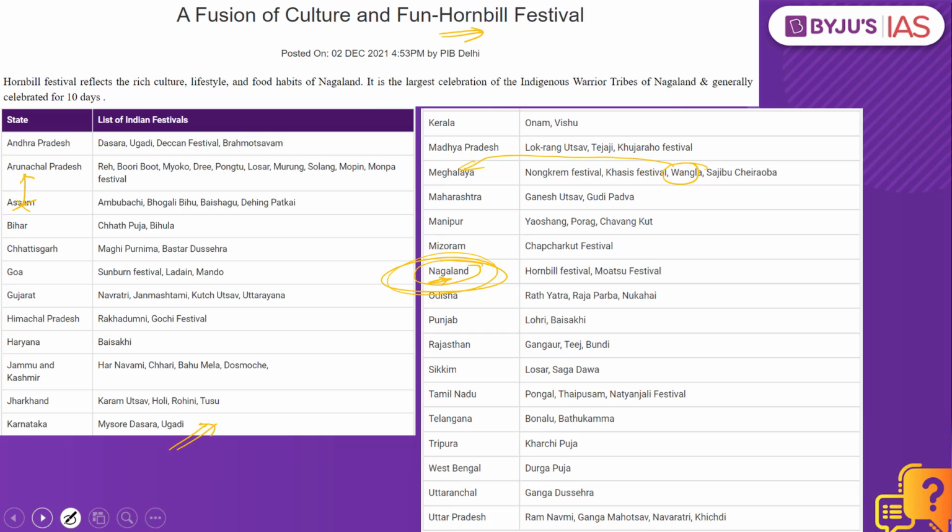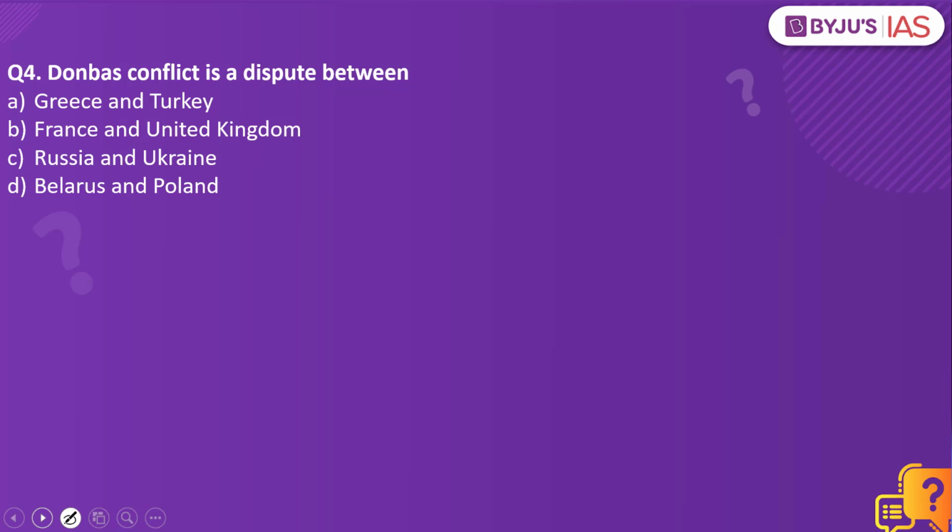Now let's look into the next practice question. The Donbas conflict is a dispute between Greece and Turkey, France and United Kingdom, Russia and Ukraine, Belarus and Poland.